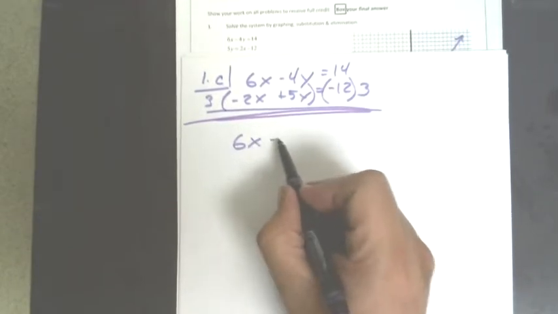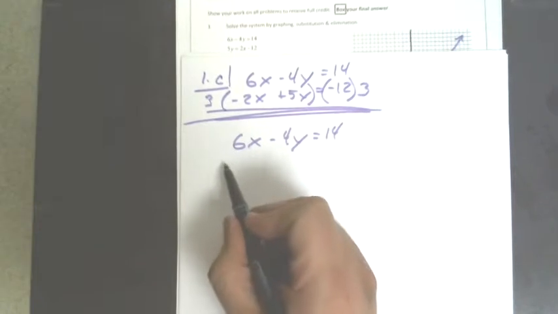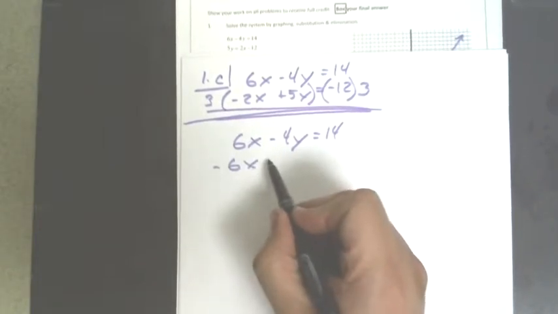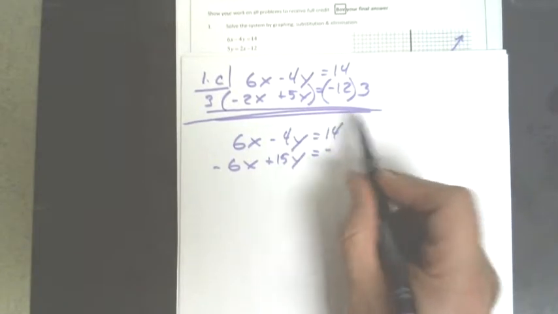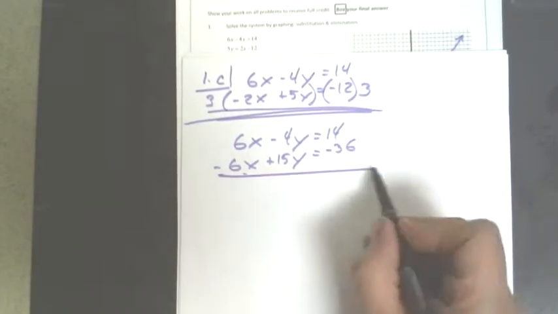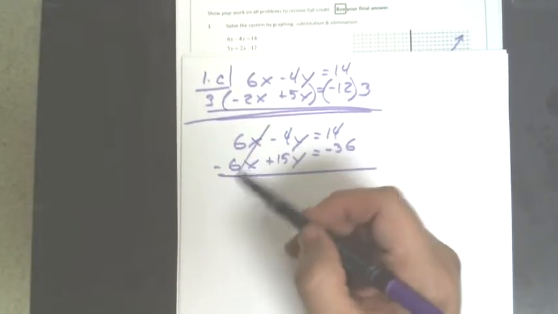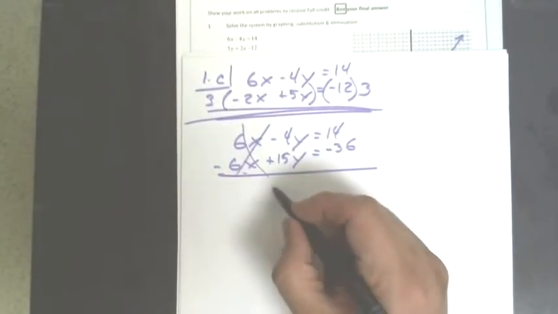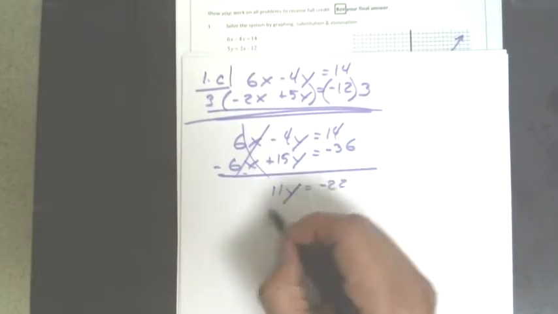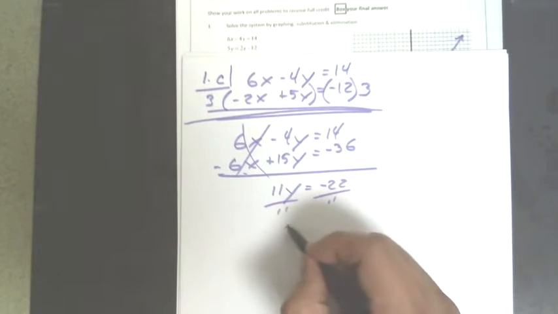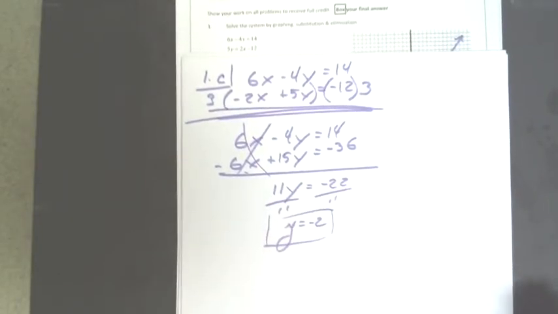So that leaves the top as 6x minus 4y equals 14, turns the bottom into negative 6x plus 15y equals negative 36, I think. Yeah. So 6's go away just like they were supposed to. We get an 11y equals negative 22. Divide by 11, divide by 11, and y equals negative 2. Yay, we're done. Okay, no, we're not.